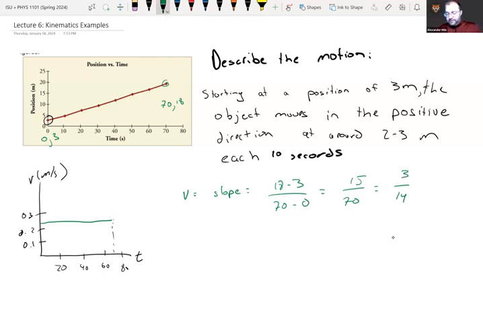Yeah, 3 over 14. Okay. And 3 over 14 you could convert to a decimal, but whatever. It's somewhere between 0.2 and 0.3. So that's basically what we'd be looking at there.